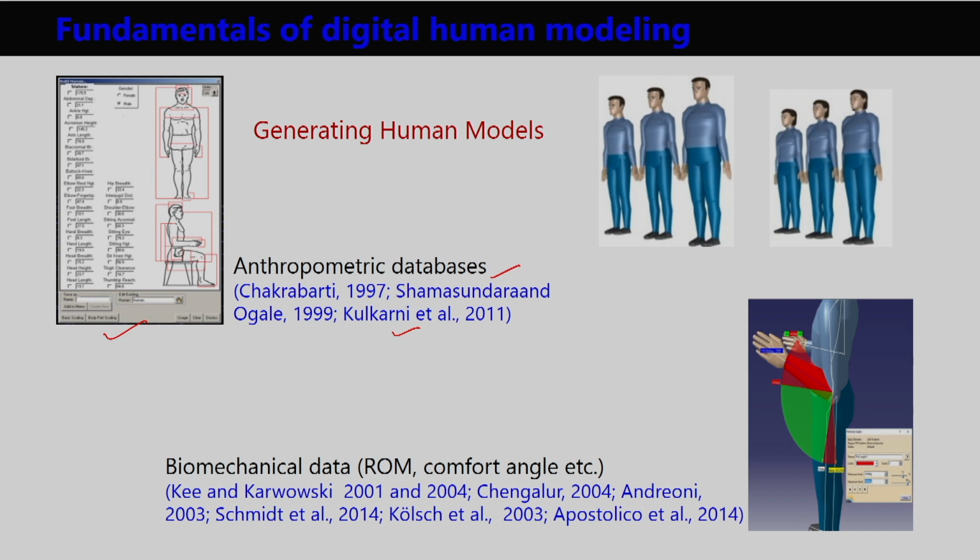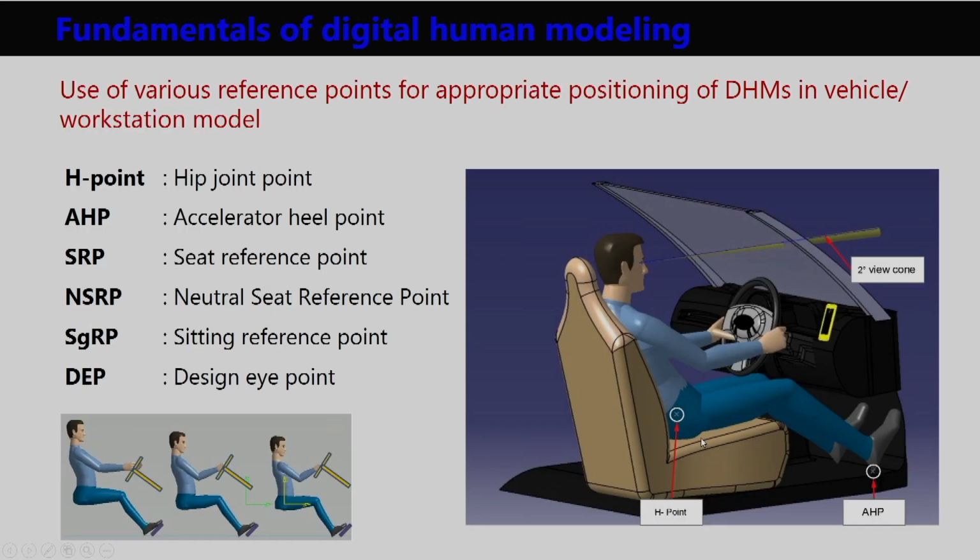Based on the context, whether this is the automotive industry or any other industry, or what type of evaluation we are going to proceed with, accordingly we have to select the comfort database and range of motion database, and then we go for ergonomic evaluation. Here are some references provided, which you can explore for incorporating range of motion data as well as comfort range of motion data. After using this anthropometric database and biomechanical database to develop digital human models of varying percentile as per your requirement, the question now is how will you position those digital human models inside the vehicle or any other workstation.